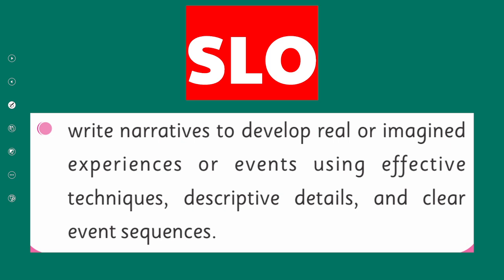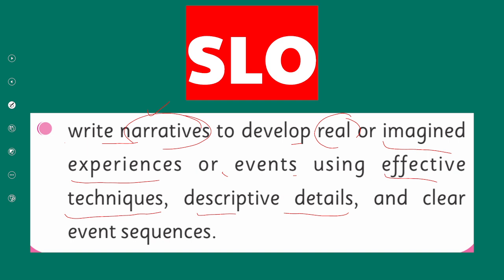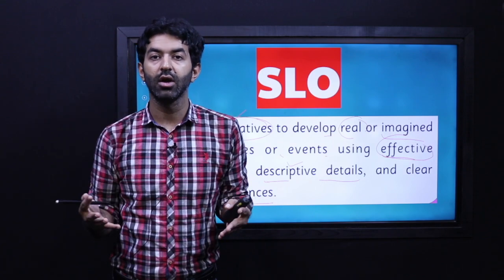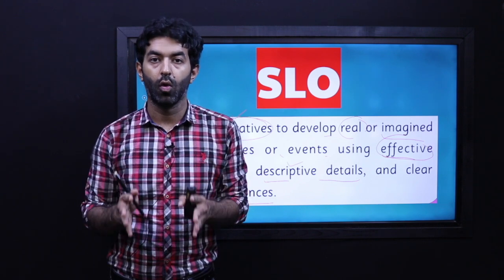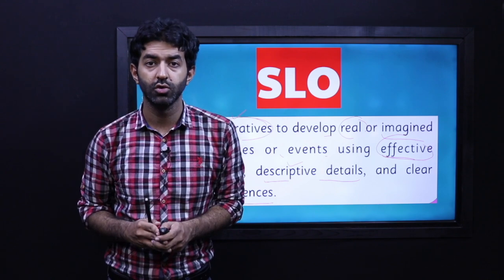Here is your student learning outcome, which says: write narratives, or do narrative writing, to develop real or imagined experiences or events using effective techniques, descriptive details, and clear event sequence. Now, there are so many techniques that can be followed. There is description and descriptive details, and also the events. Just like we are telling a story, we need to take care of the events that are placed in a specific order. So this is what we are supposed to do today.